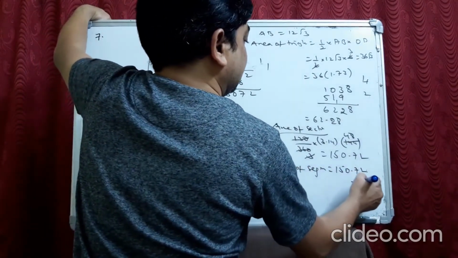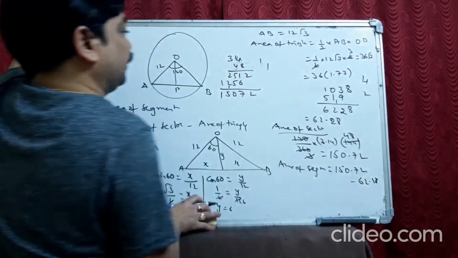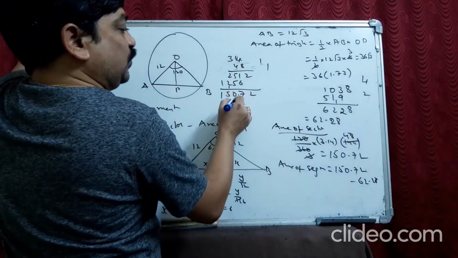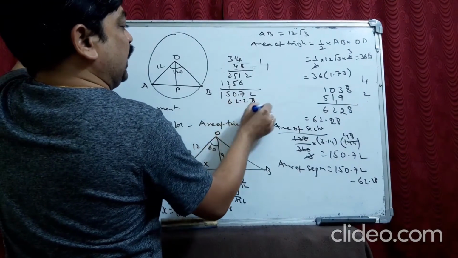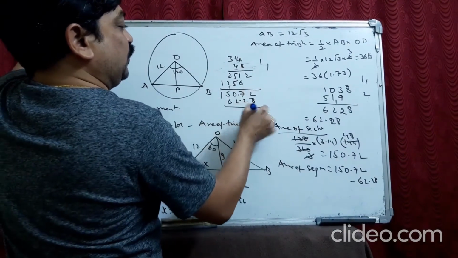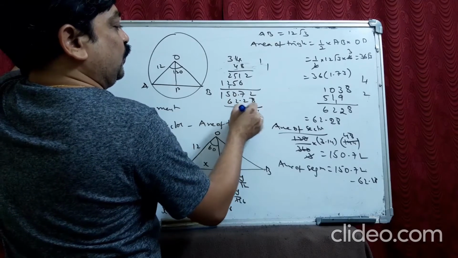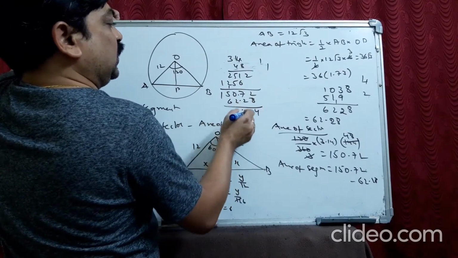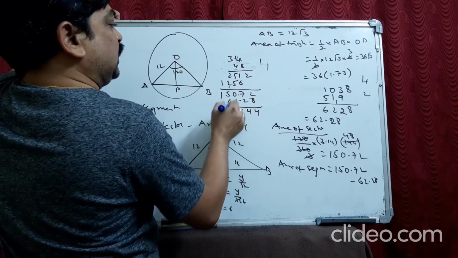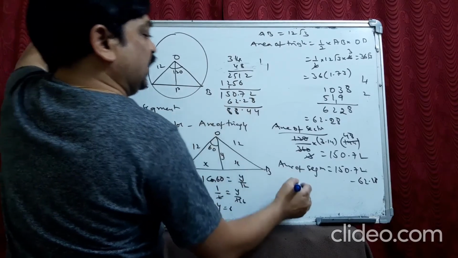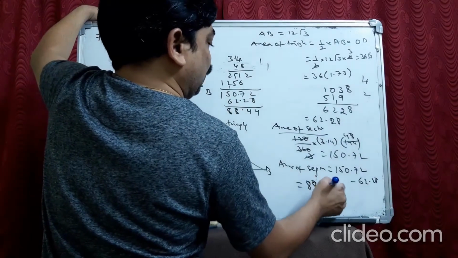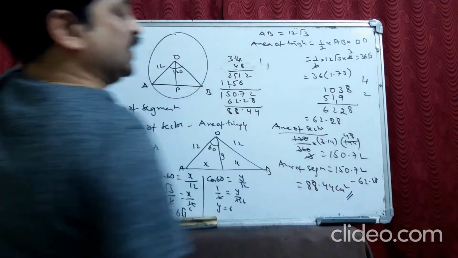150.72 minus 62.28. It becomes 88.44 centimeter square. Okay.